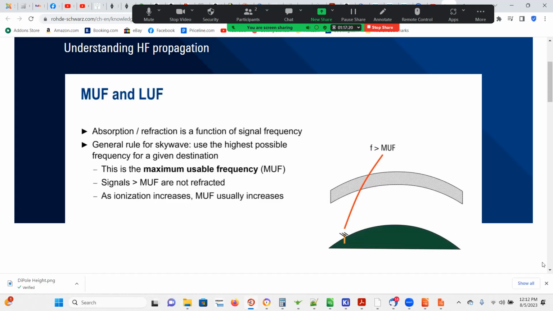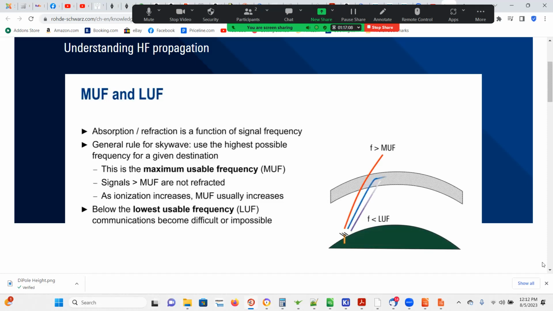Another important frequency threshold is something called the lowest usable frequency, or LUF. When the signal frequency is at or below the LUF, communication becomes difficult or impossible due to signal loss or attenuation. So we want to choose a frequency that's somewhere between the LUF and the MUF.